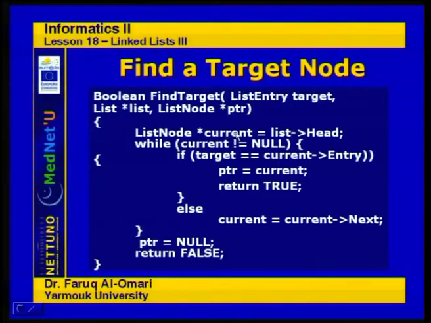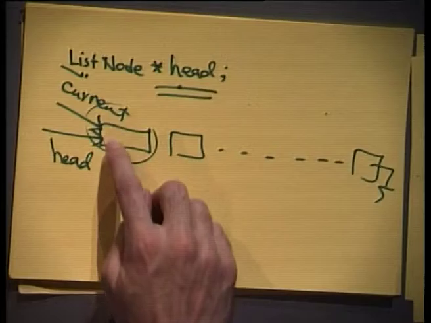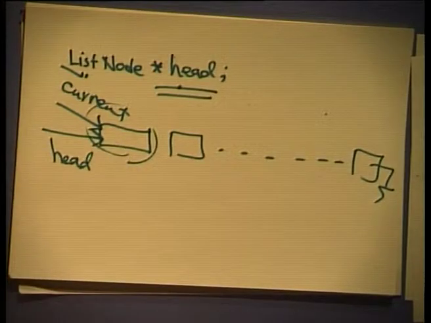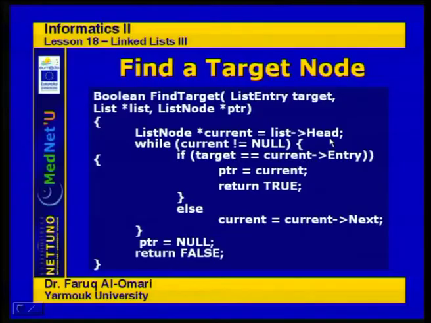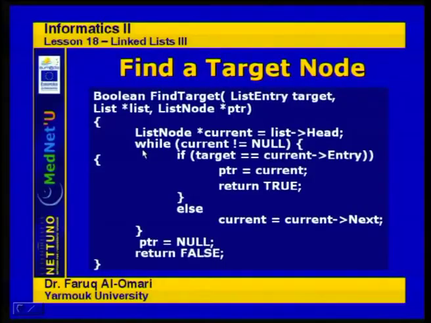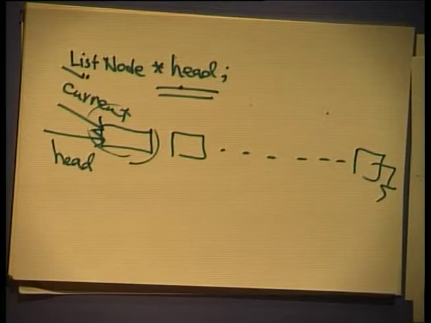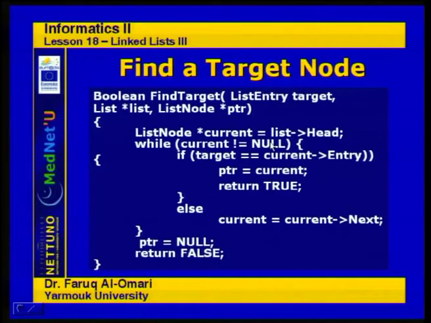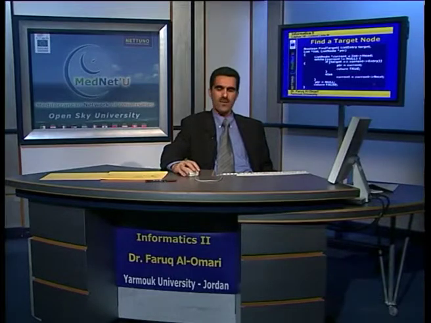Make current my local variable. At the beginning, initialize it to point to where head is pointing. Same as we did before. And after that, my major loop, which says while current does not equal null, I'm not through with the list. Check the current node.